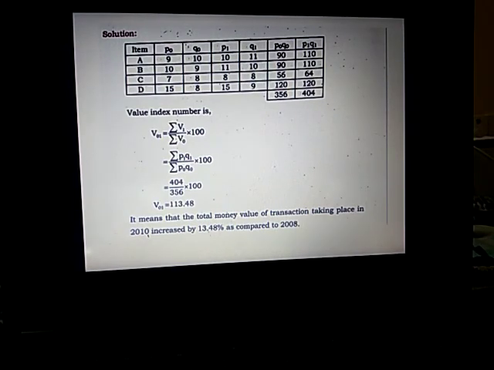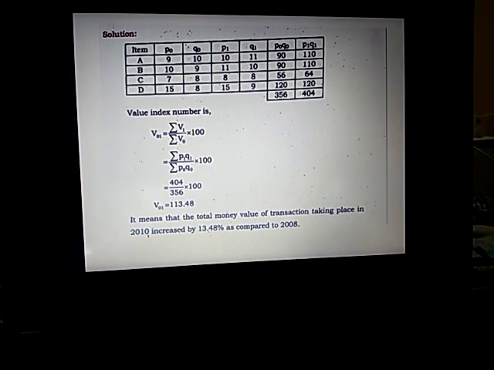So value index number is nothing but summation V1 divided by summation V0 into 100, which is nothing but summation P1 Q1 divided by summation P0 Q0 into 100. We have the values calculated for summation P1 Q1 as well as summation P0 Q0. We substitute 404 divided by 356 into 100. So the value index number is 113.48.